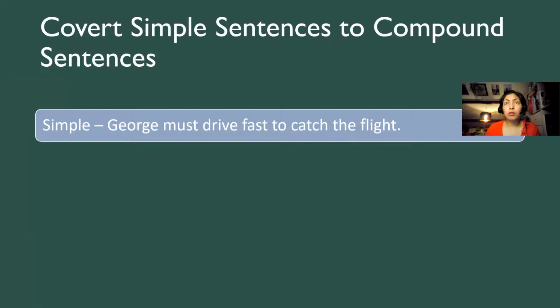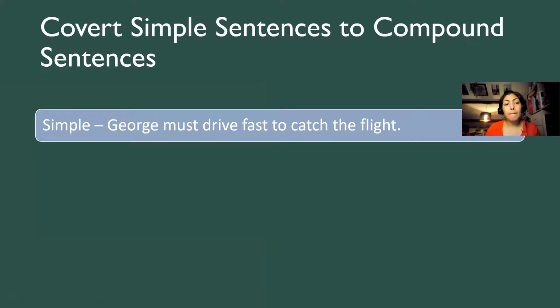Now remember what I told you about a simple sentence. It has a subject and it has a finite verb. So George must drive fast. So drive is the finite verb here, to catch the flight. Now, to catch, you might think this is also a verb. It's not, it's an infinitive. So that's a non-finite verb, so you're not going to consider this. So George must drive to catch the flight.